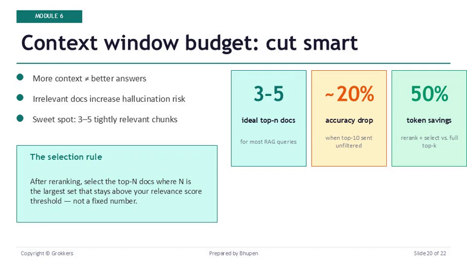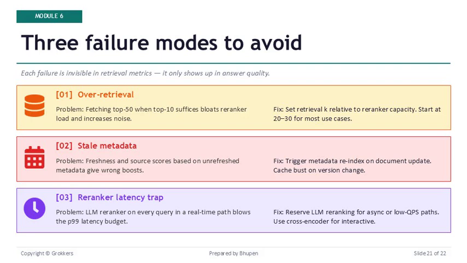We are almost at the finish line. But before we wrap up, there are 3 failure modes that catch even experienced engineers off guard. 3 traps that are invisible in your retrieval metrics but will absolutely show up in your answer quality. Trap 1. Over-retrieval. Fetching the top 50 candidates when the top 10 would suffice. It sounds harmless, but you are bloating your re-ranker's workload and introducing noise. Every extra candidate is a chance for a mediocre document to sneak through. Start with 20 to 30 and tune from there.